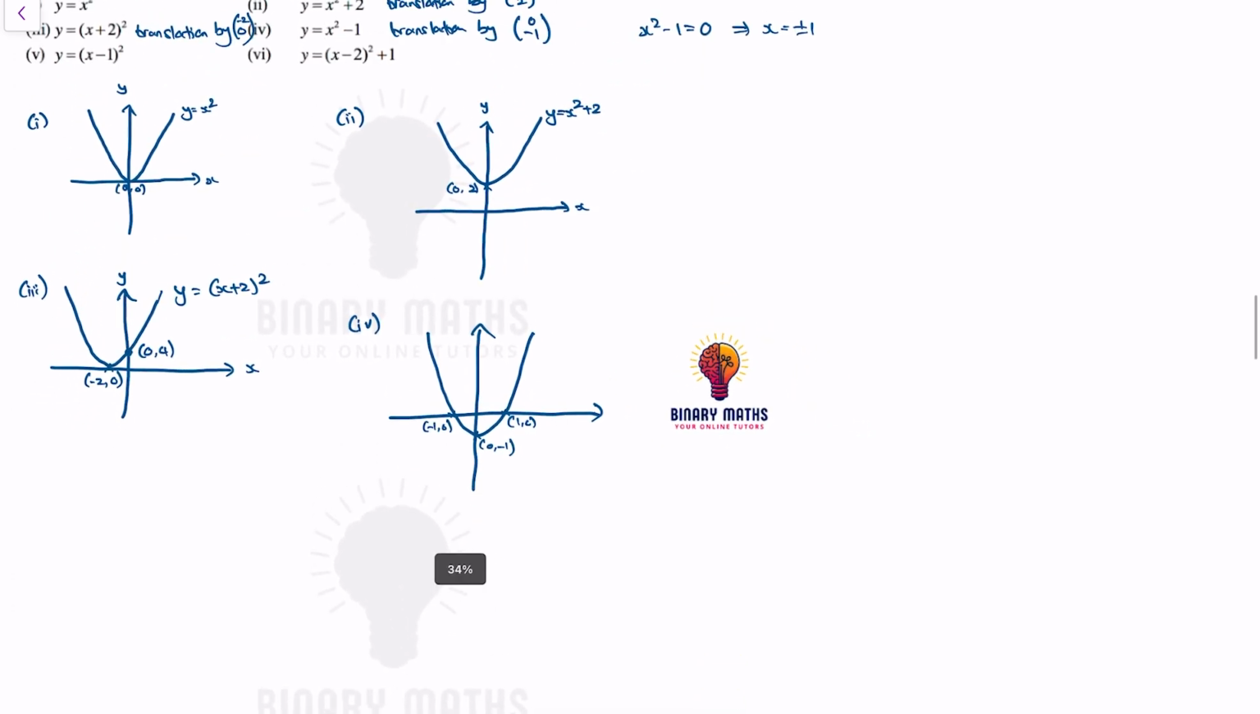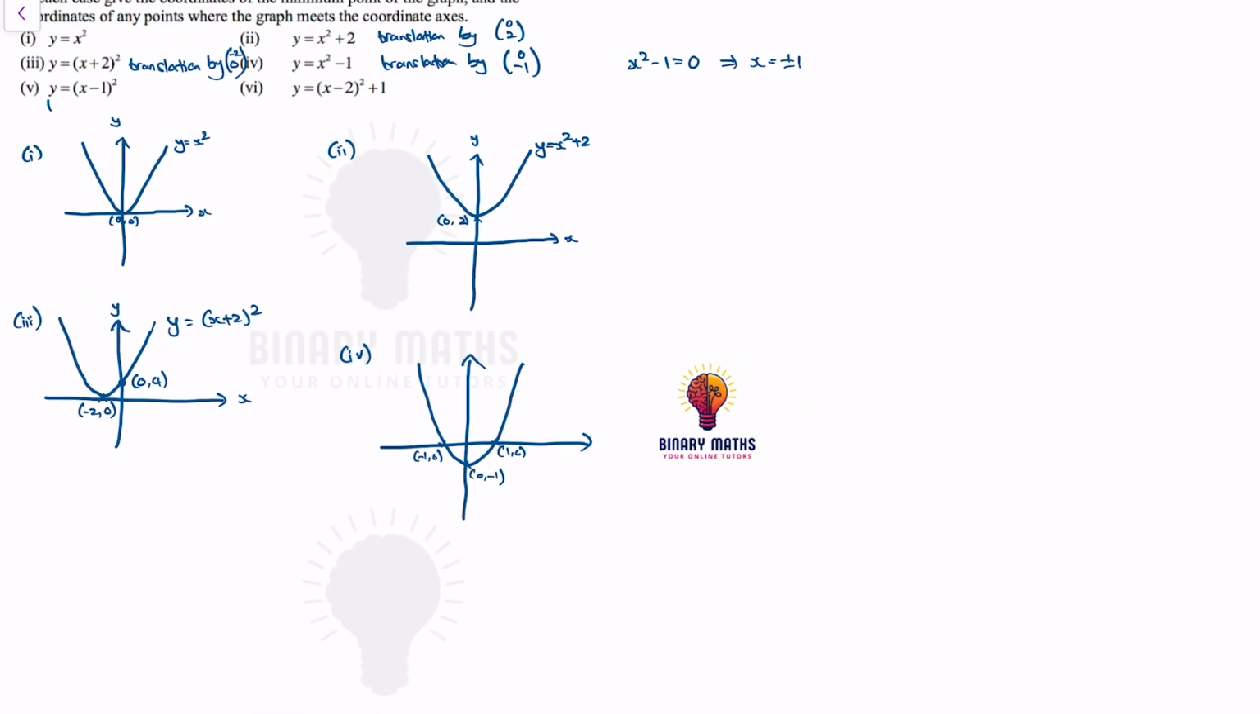Okay, fifth one is a translation. It's inside the bracket, so x is affected, so it means it's going to be positive 1, 0. So everything is going to shift to the right by 1. So it's okay to use it in my explanation, but don't write shift in exam.